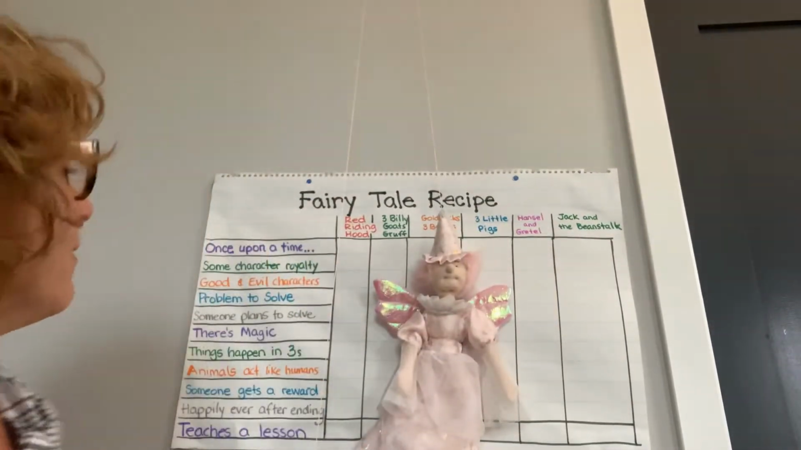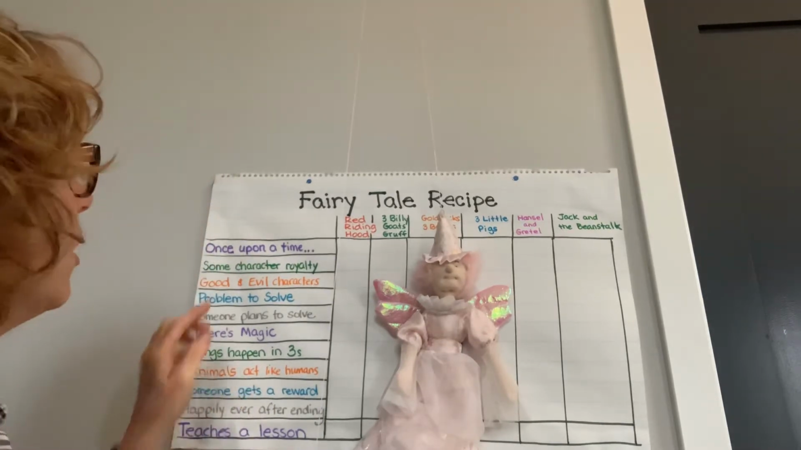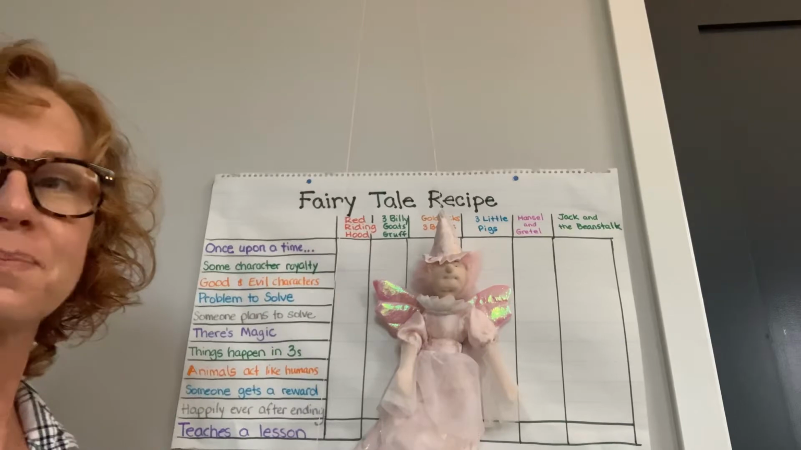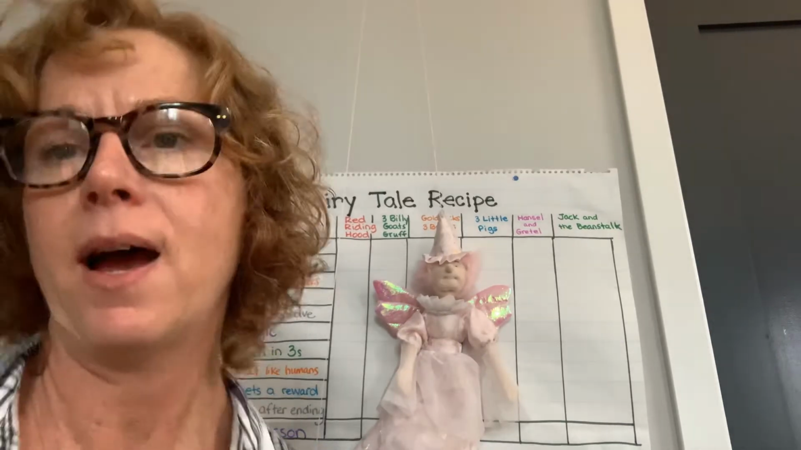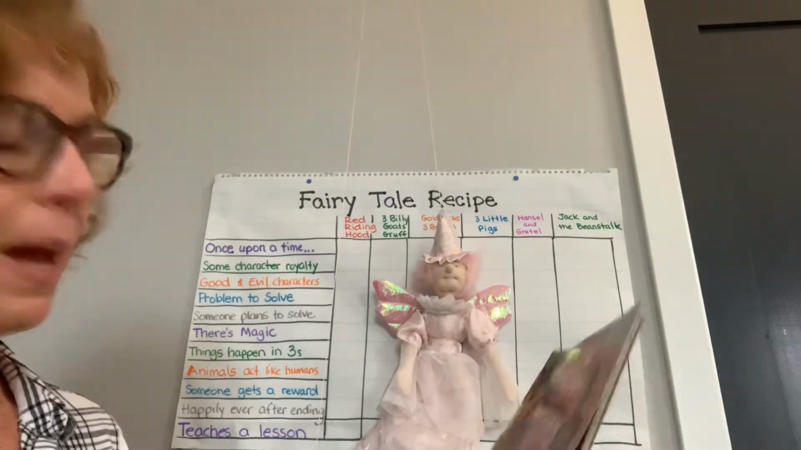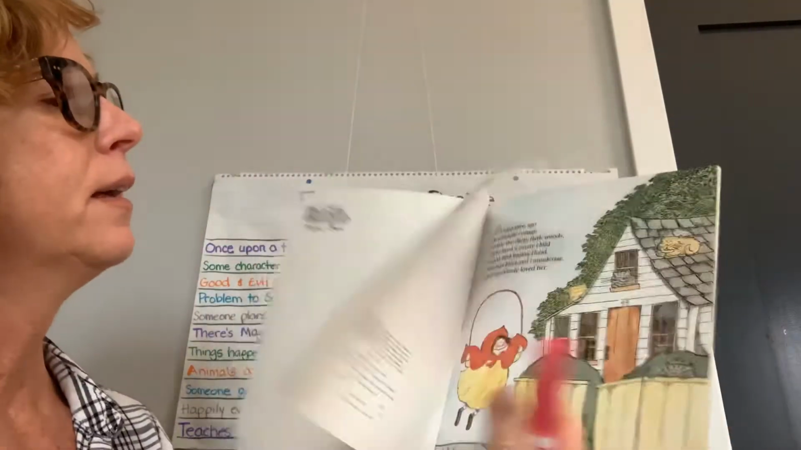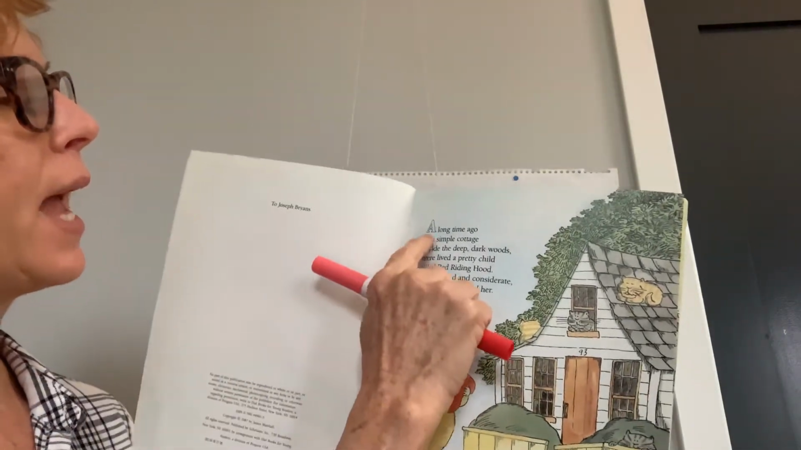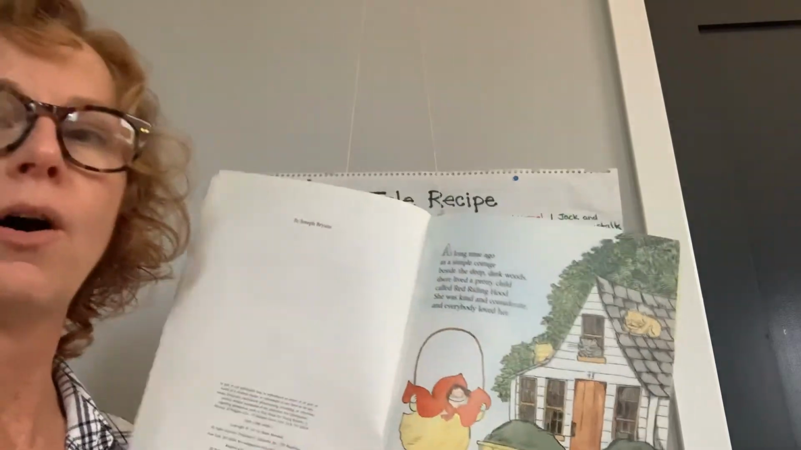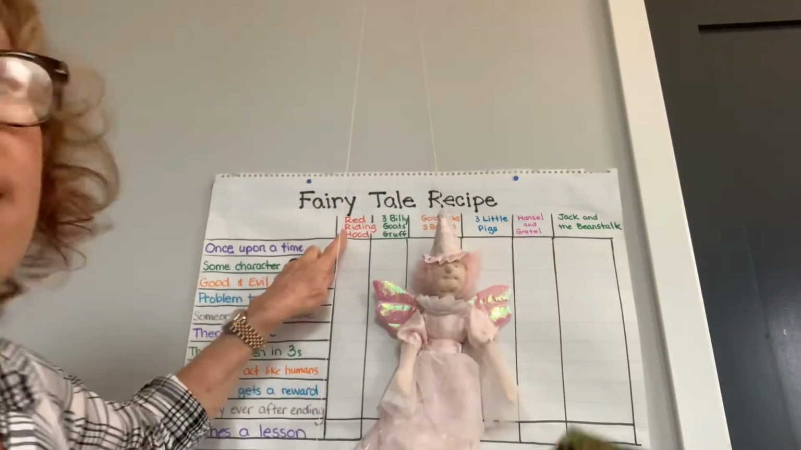How many of these ingredients fit this particular fairy tale? Red Riding Hood. Okay, so, once upon a time. I don't remember. I'm going to have to go back to the beginning and check to see if it starts at once upon a time. It starts a long time ago. No, we can't check off the first one.